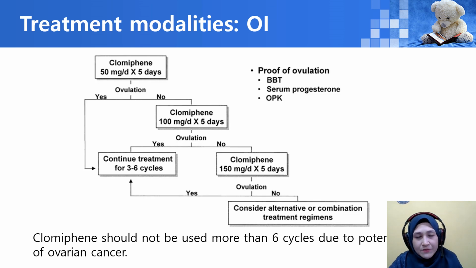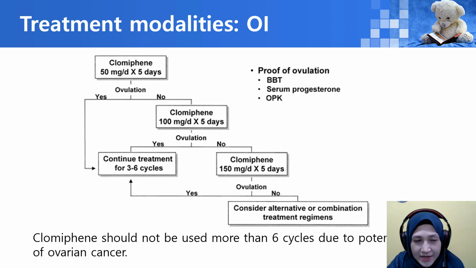So these are the regimen of clomiphene. So we start with 50 milligram per day for 5 days. And then the patient needs to check whether she's ovulating or not. So how to check? It's using the BBT or the OPK. So they need to see the basal body temperature, or they use the urine test of OPK to see whether they are ovulating or not. If yes, then they can continue with the same dose of clomiphene for 3 to 6 more cycles, until they become pregnant. If they're not ovulating, then the dose is not enough for them, so they need to increase the dose by 50 milligram.